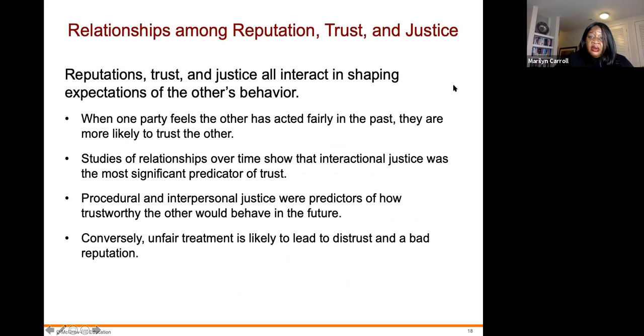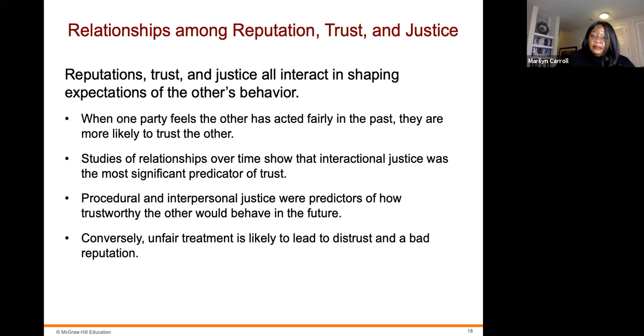Relationship among justice and trust. Reputations, trust, and justice all interact in shaping expectations of others' behavior. What reputation do you have? Do I trust you? And is there justice in what you do? Or will the negotiation you brought to the table be fair or not? So when one party feels the other has acted fairly in the past, they are more likely to trust the other.